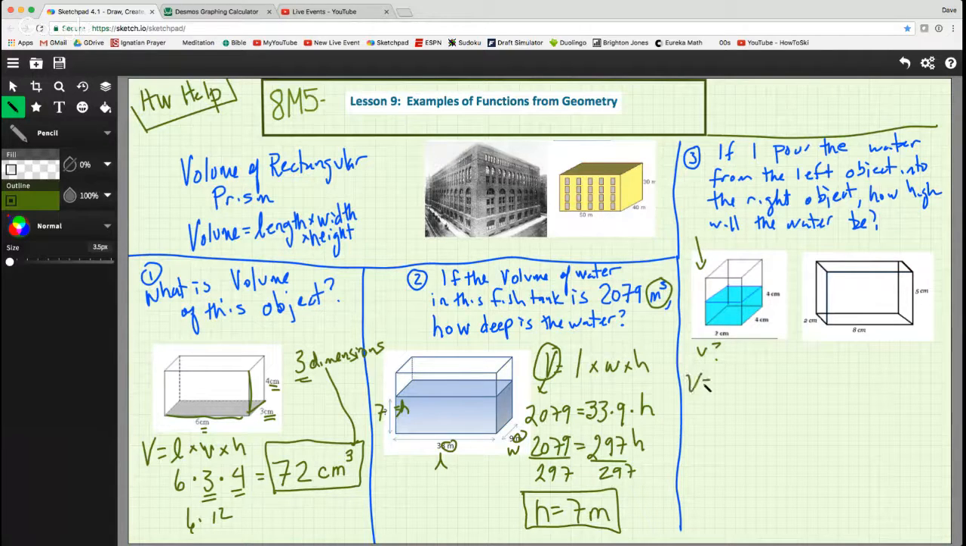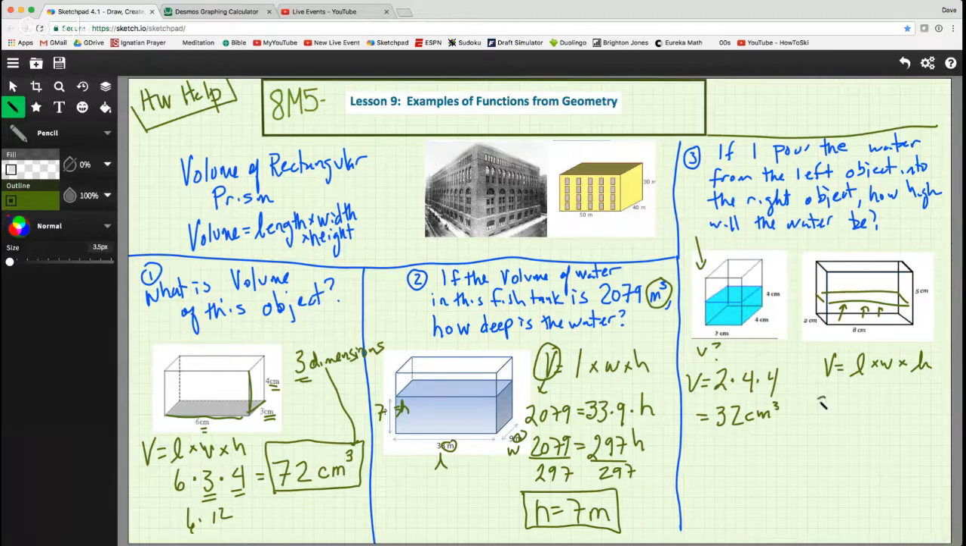The volume we know is the length times the width times the height. So it's 2 times 4 times 4, and that equals 32 cubic centimeters. So if I take 32 cubic centimeters and pour it in over here, I know that it will fill in this direction. And so my volume is going to be my length times my width times my height. It's not going to go all the way to 5 centimeters probably.